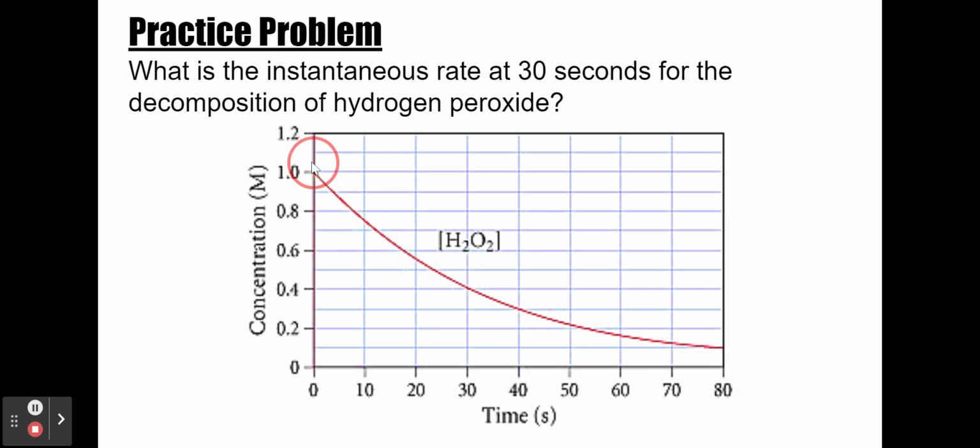Okay, so it's decreasing over time. So we need our concentration versus time curve, our graph here, and we're going to look at the change in concentration of hydrogen peroxide over time. And our rate, we're interested at 30 seconds. So that's our point of interest. So at 30 seconds, this is our point. You can see it crosses over at 0.4 molar, at least as far as I can see. So here is where we want to draw our tangent line.